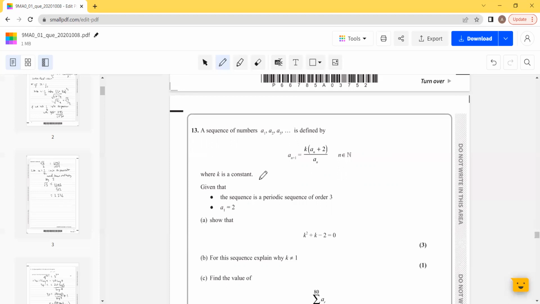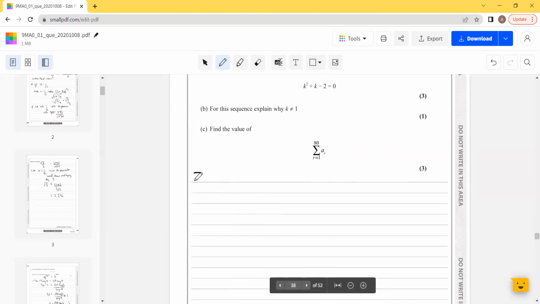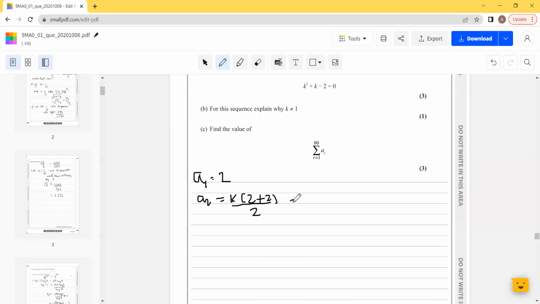So now what we can do is first find the first four values. So a1 is equal to 2. Okay, a2, well, what's that? It's k times (2 plus 2) over 2, which is just 2k. Then we also know that a3 is k times (a2 plus 2) over a2.